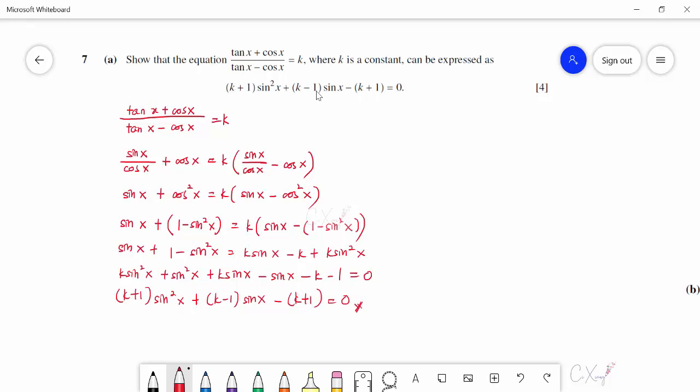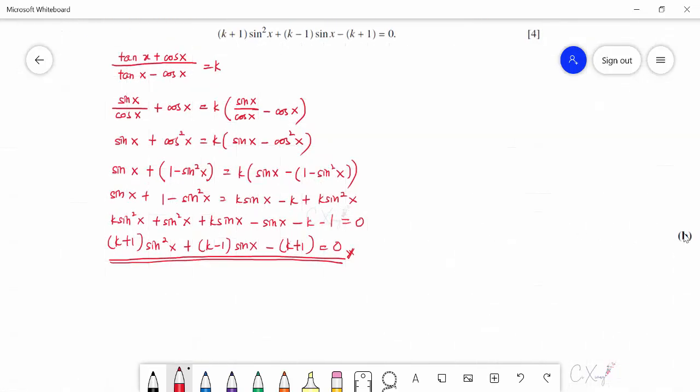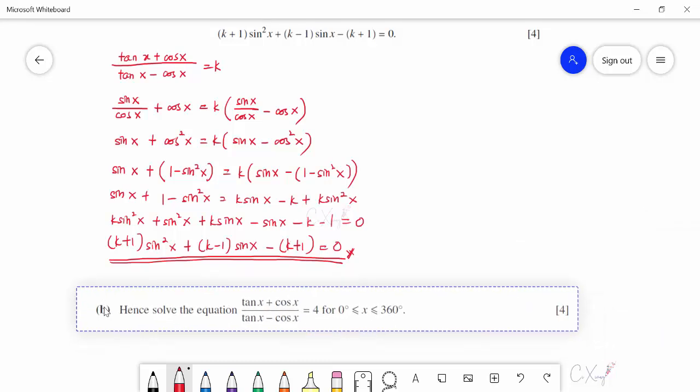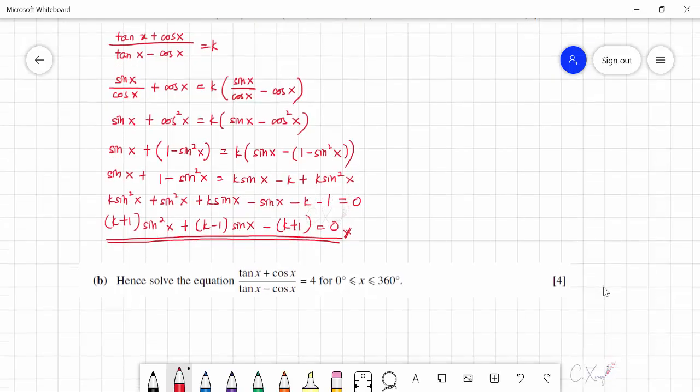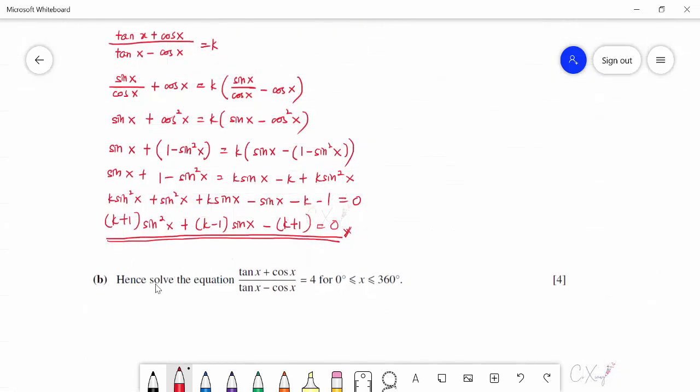So I think it's very obvious, this is actually the equation that they want us to prove. Okay, then now continue to part number B. For part number B, they are saying, hence solve the equation tangent x plus cos x divided by tangent x minus cos x equals to 4.